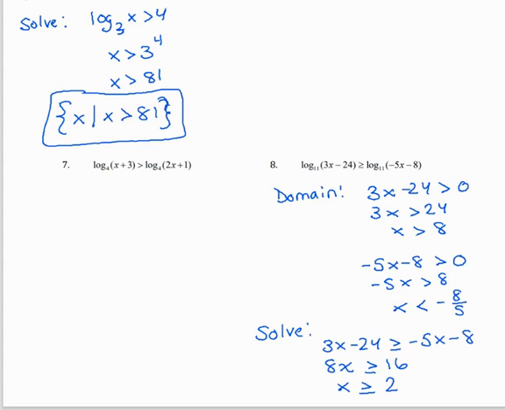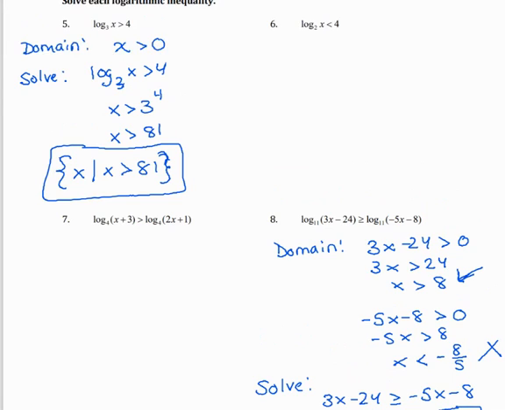So are there solutions in this answer? Are there any numbers greater than or equal to 2 that are also greater than 8? Yeah, there are some, right? But 2 is not one, 3 is not one, 4 is not one. But once I get to 9, 9 would fit both of those scenarios. However, we have to check both domains. Are there any values greater than or equal to 2 that are also less than -8/5? No. So therefore, my solution does not fit both domains, so there is no solution for this problem. Okay? You go try the other two.